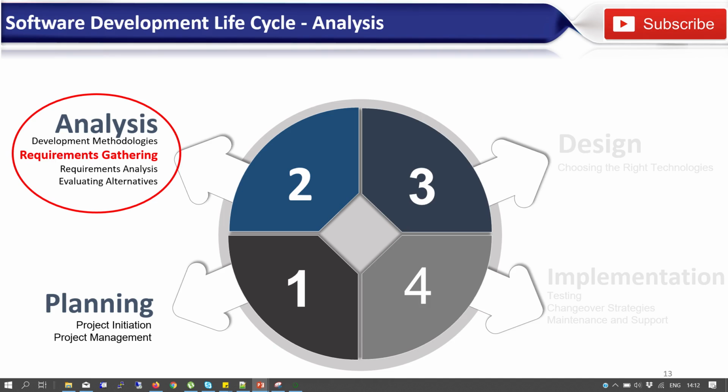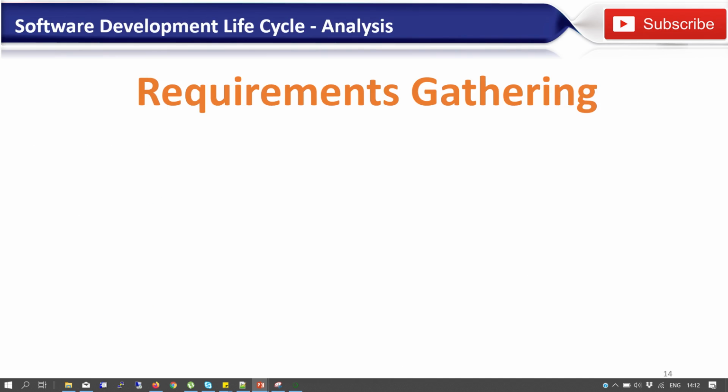So once you're done with deciding your development methodology, you now move to gathering the requirements. So what are the requirements of the system? Now, in gathering the requirements, some of the methods you use include interviews. So you interview people who are facing the problem. What is it that they are facing? What's the challenge? What do they expect?